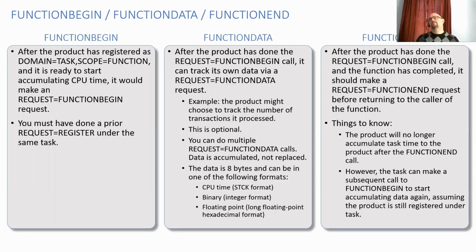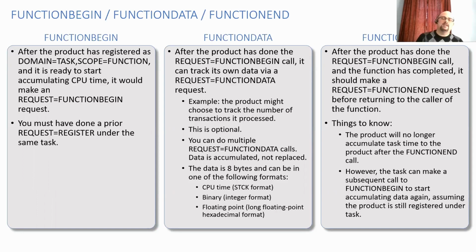So the product has done a register, function begin, maybe some number of function data calls. Then it wants to exit the function. At this point, the function's completed. It should make this request equals function end request before returning to the caller of the function. The product will no longer accumulate task time at this point once the function end call has been done. However, there's nothing preventing the product from doing a subsequent function begin call to start accumulating data again.